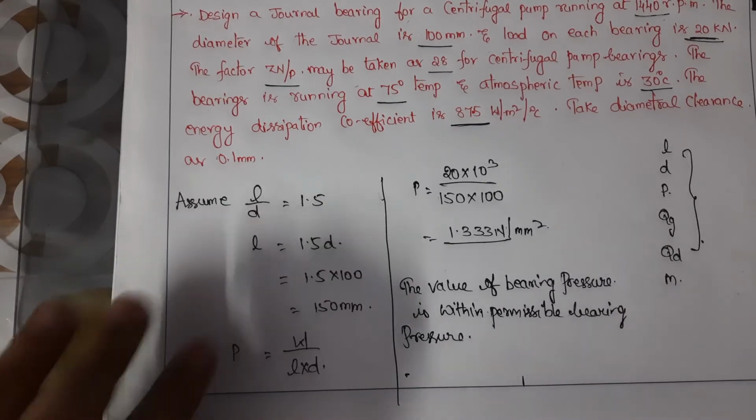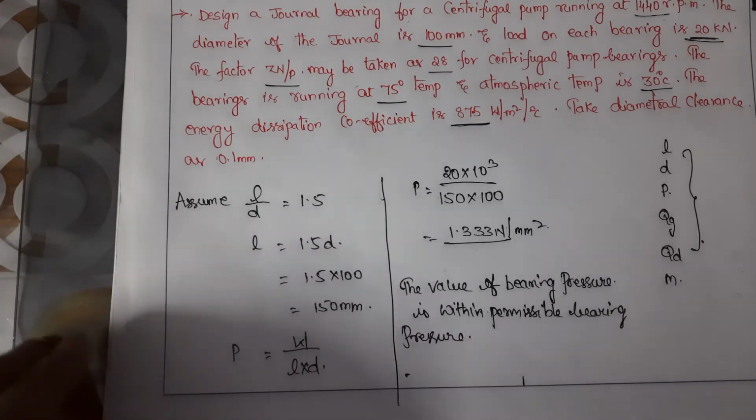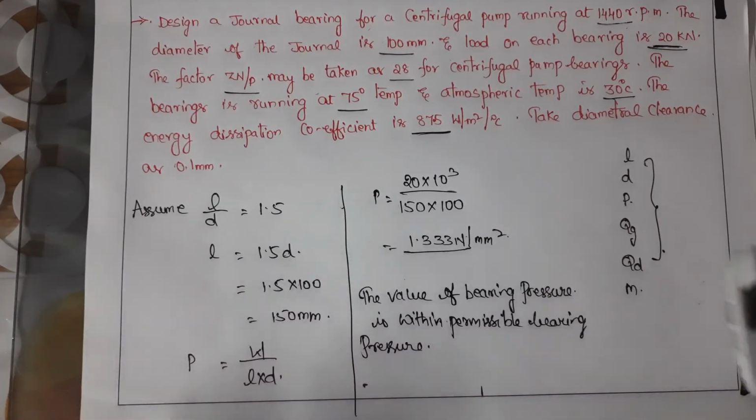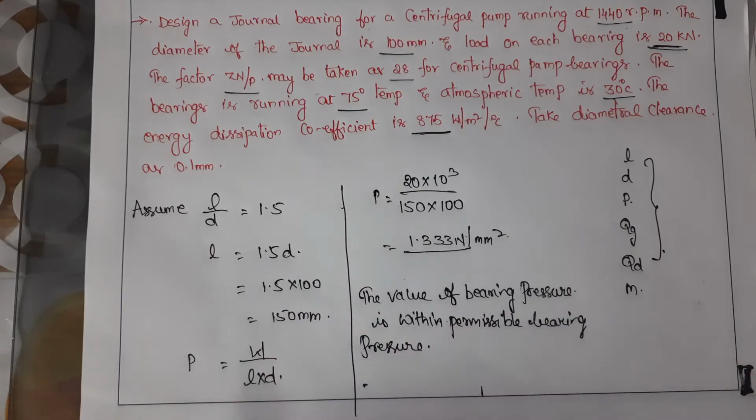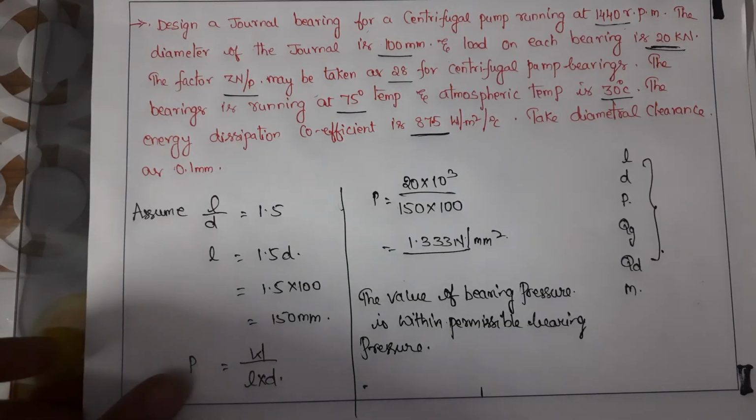Okay, so next we need to calculate the steps, that is length calculated, diameter calculated, pressure calculated. Next we need to calculate the heat generated, that is QG. For calculating the QG, we have to take the formula as QG is equal to mu into W into V. So this is the formula that we need to calculate.